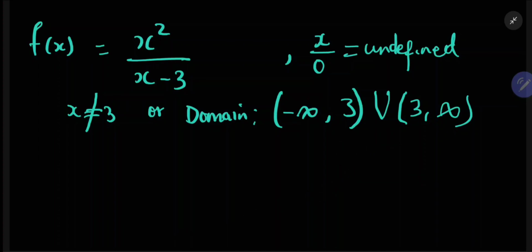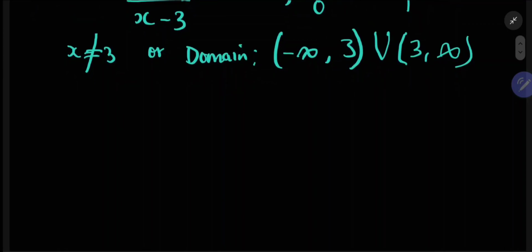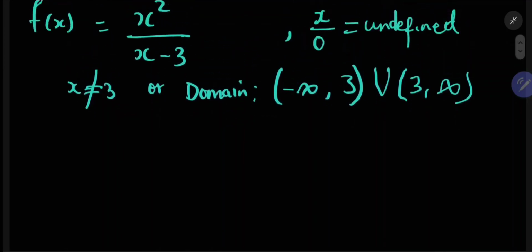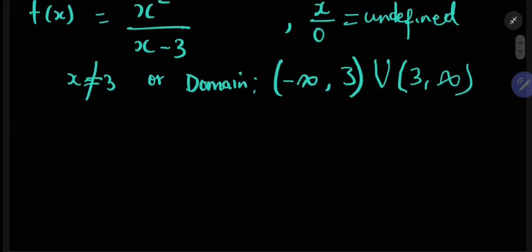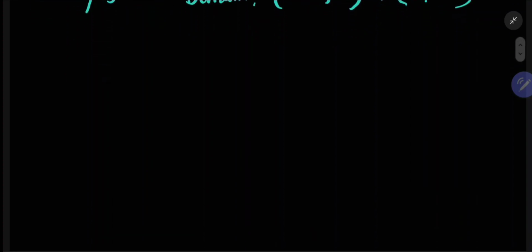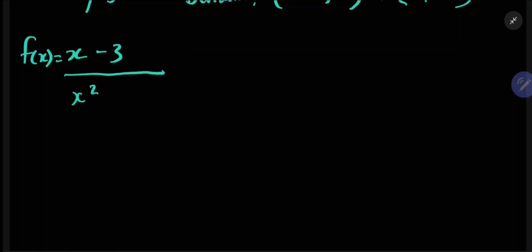So let's look at another function. Here we have a quadratic function in the denominator. Let's say our f of x is x minus 3 all over x squared minus 5x plus 6.